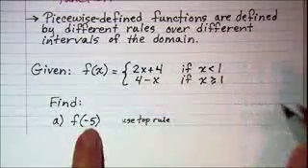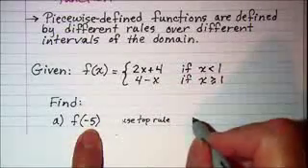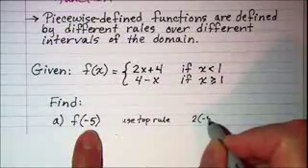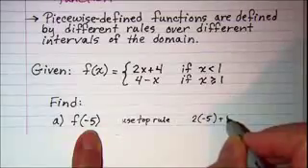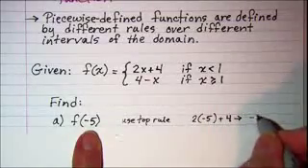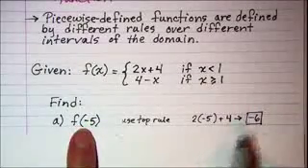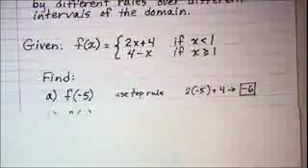and we'll sub in negative 5 when we see x. So we have 2 times negative 5 plus 4. That is negative 6. So f of negative 5 is negative 6.